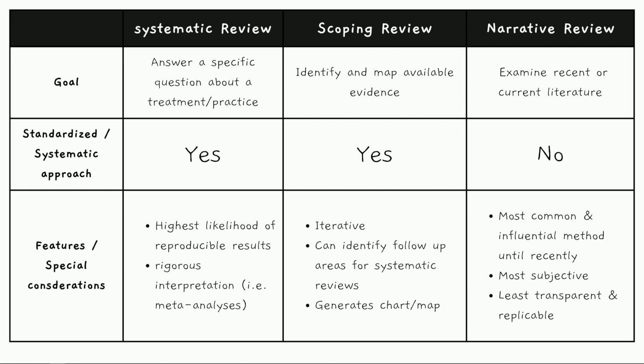A systematic review is more rigid, but because of that has the highest likelihood of generating reproducible results, and it also has the most rigorous interpretation, so involving statistical practices such as meta-analyses, where you can actually aggregate the results from multiple studies. A scoping review, on the other hand, is iterative. That means that it's a little bit more flexible, so you can actually modify your approach as you go, depending on what you find. And you can use it, as I mentioned before, as a stepping stone to a systematic review because it will help you identify the gaps. It also tends to generate a chart or a map, which is a really key feature, so there's this visual element to how the results are presented.